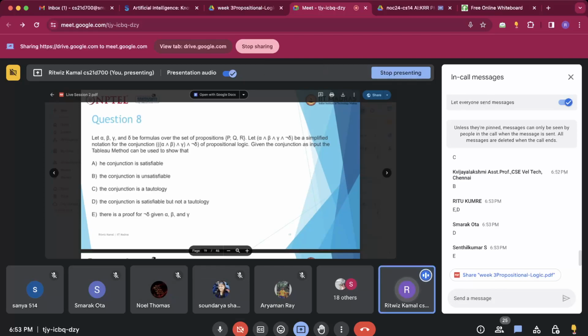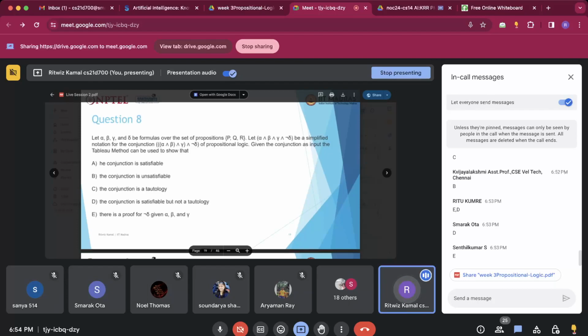Okay, so we have received a couple of different answers, and even though the formulation of the question looks a bit lengthy, the simple point that we need to consider over here is: using the tabular method, what are the results that we can arrive at?